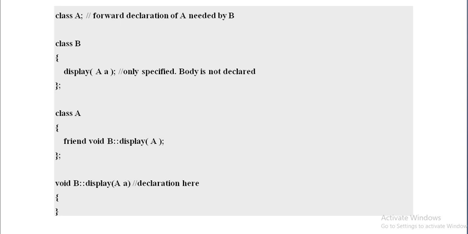Now come to the class A definition. In class A definition, the display of class B, that is important here. Wherever we specify void, class name, scope resolution operator and function, it means it is of another class. The display of class B is declared here as a friend function. Now it is defined outside. Look at void B scope resolution operator display.